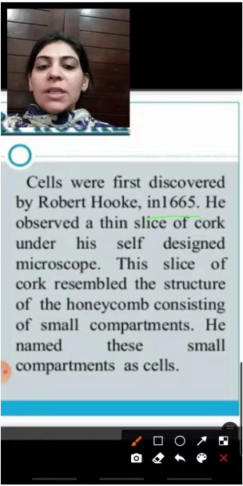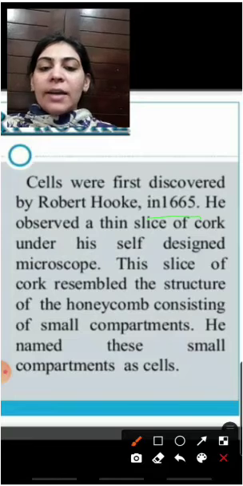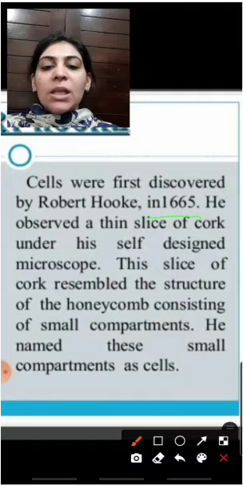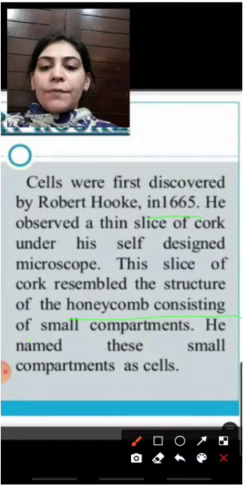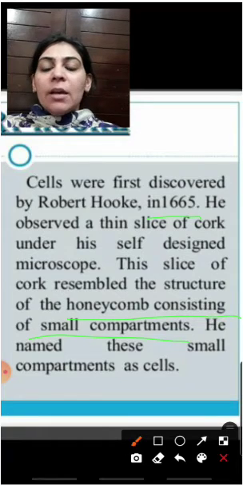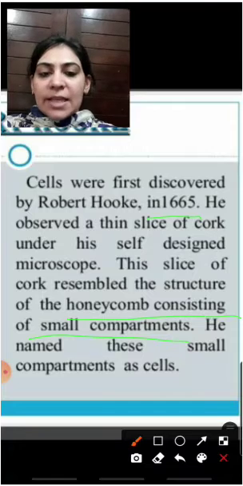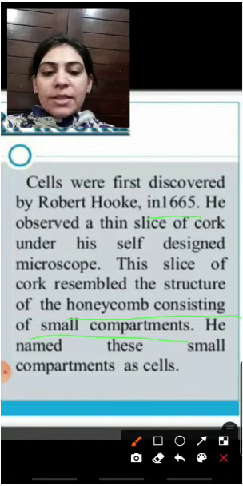He observed a thin slice of cork. When he was observing a thin slice of cork under his self-made microscope, the slice of cork resembled the structure of a honeycomb consisting of small compartments. जब वो cork की thin slice को observe कर रहा था under his microscope, then he saw that the cork resembled a honeycomb consisting of many small compartments. He named these small compartments cells, and this led to the discovery of the cell.